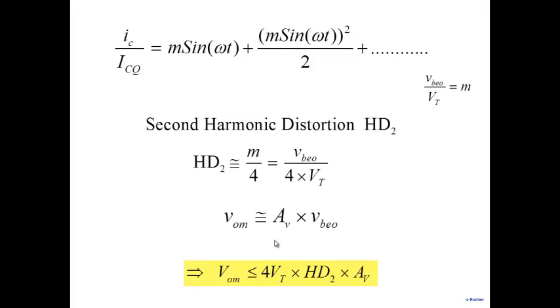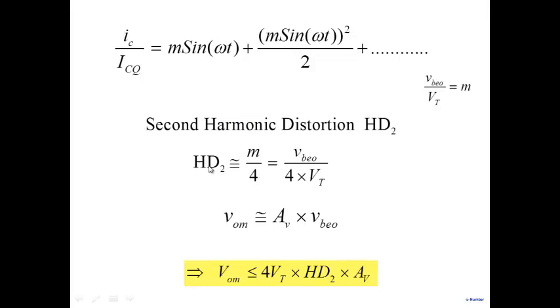Now we know that the output voltage is equal to gain times the input voltage here. Remember, this is nothing but input voltage here. So output voltage is AV times the input voltage here. And therefore, output voltage I can write as AV times this value here, and we get output voltage will be less than or equal to this value.